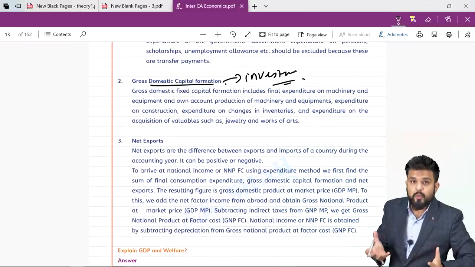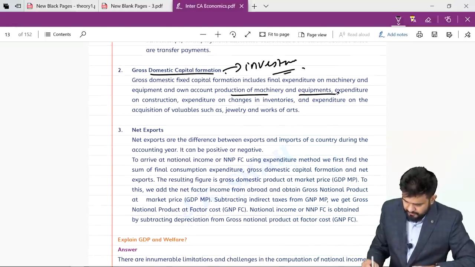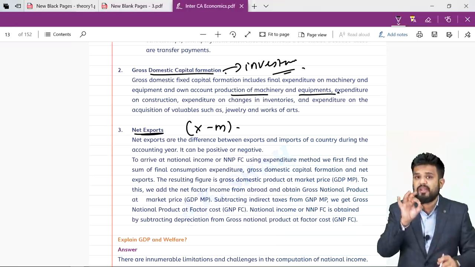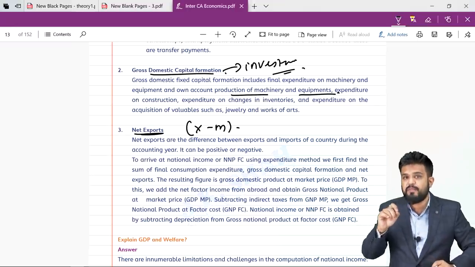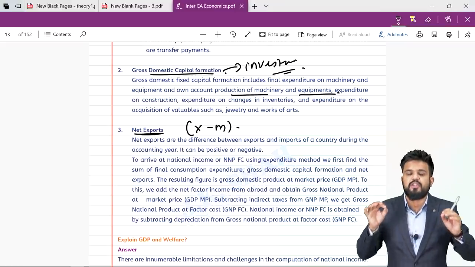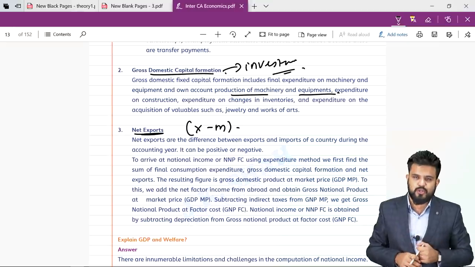It includes your inventory. Entrepreneurs have invested in buying machines, tools, equipment. So that will come. Net exports, that is X minus M. So all exports are added. So consumption expenditure plus investment expenditure plus government expenditure plus expenditure on imports and exports, that is net exports.